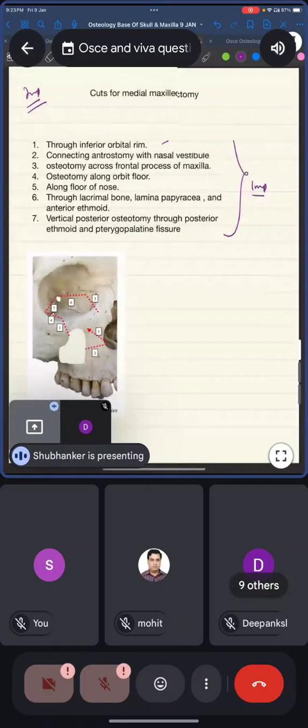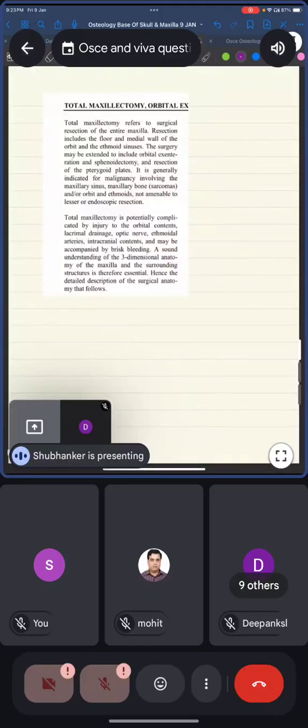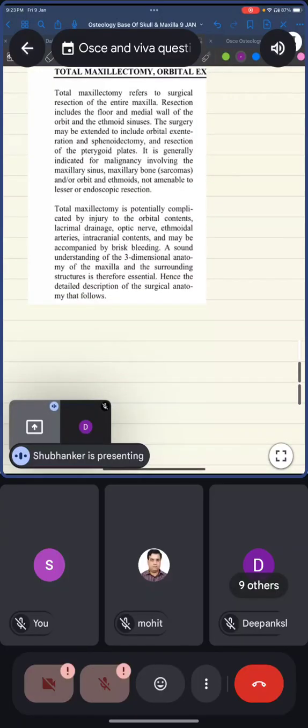Now, the elder brother of medial maxillectomy is total maxillectomy. Okay, so what is this total maxillectomy? This is resection of the entire maxilla. Okay, and what all does it include? It includes the floor and the medial wall of the orbit and ethmoid sinus, the entire floor and medial wall that you remove, and apart from that, orbital exenteration and removal of the pterygoid plate, depending upon the involvement of the lesion, that can be done.